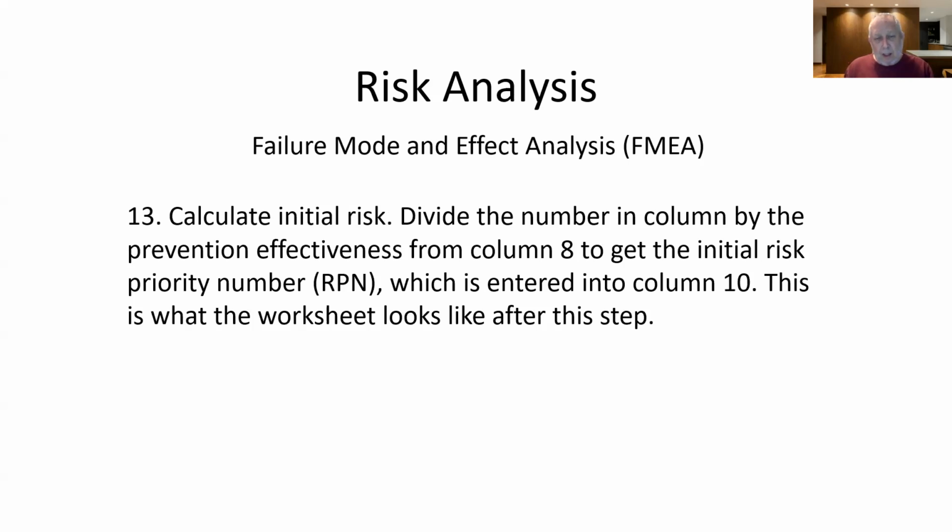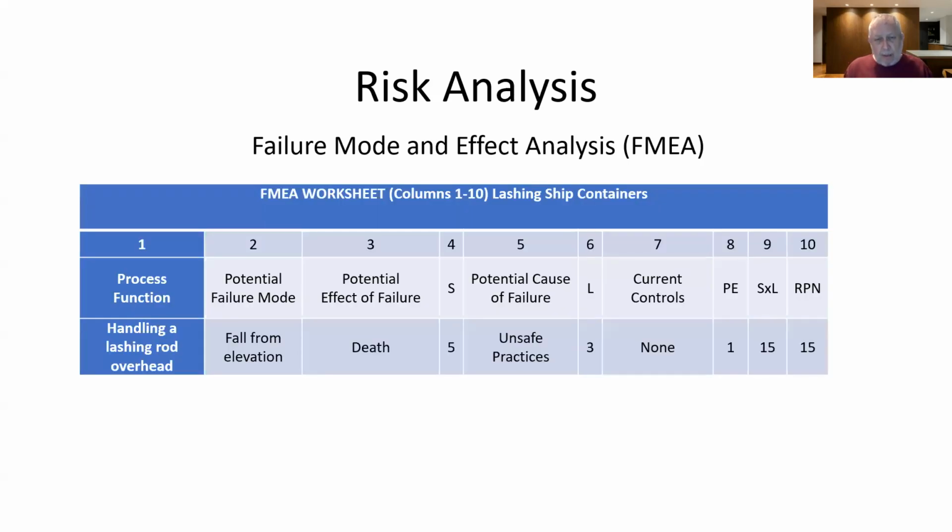This is what the worksheet looks like after this step. So we have the lashing ship containers now. And the process, column 1, is handling a lashing rod overhead. The potential failure mode is fall from elevation. Potential effective failure is death. So it must be pretty high fall, doesn't say it. So that severity is pretty heavy, right?